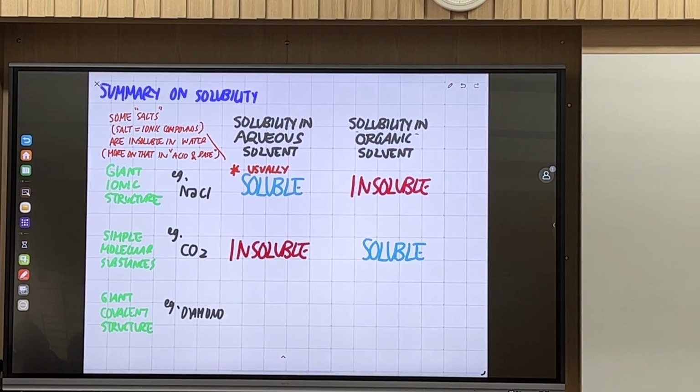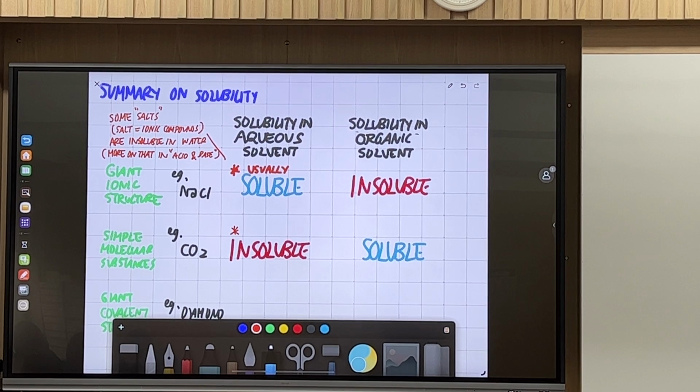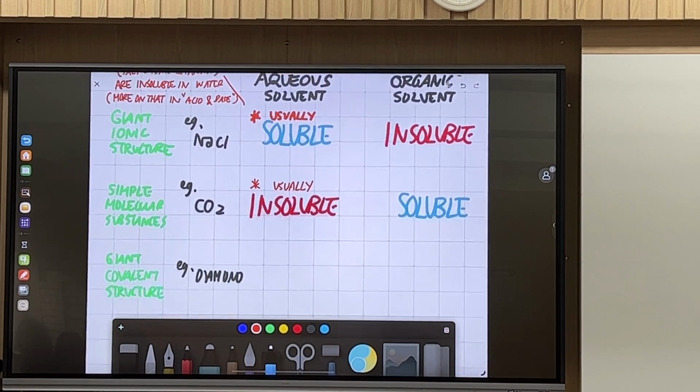So usually insoluble. Again, I need to put a disclaimer here. There are certain simple molecular substances that are quite soluble in water. Do you know what people use to sterilize swimming pools? Chlorine. Think about it. What is chlorine? Is chlorine a giant ionic structure or simple molecular substance? Simple molecular. So therefore, usually.